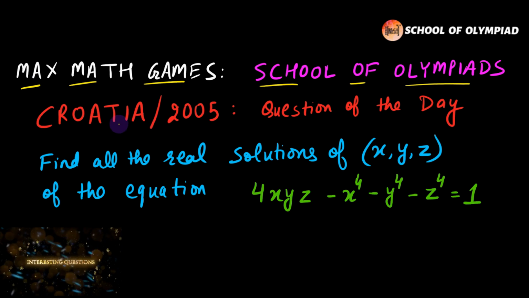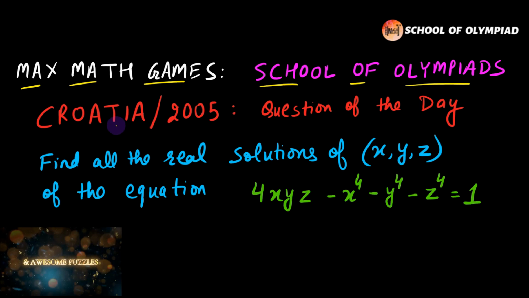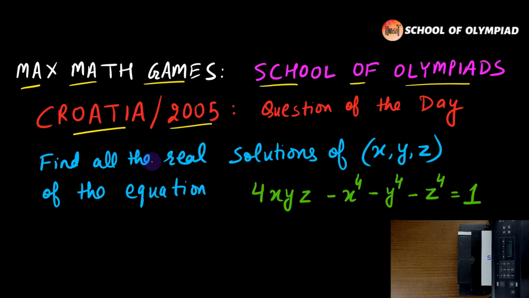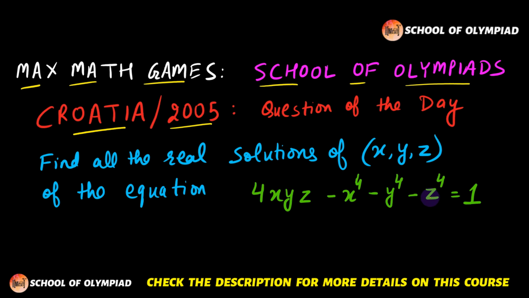In this series, we will be bringing you questions from different mathematical competitions all over the world, and this one is from Croatia in the year 2005. So the question of the day is, find all the real solutions x, y and z of the equation 4xyz minus x raised to the power 4 minus y raised to the power 4 minus z raised to the power 4 is equal to 1.